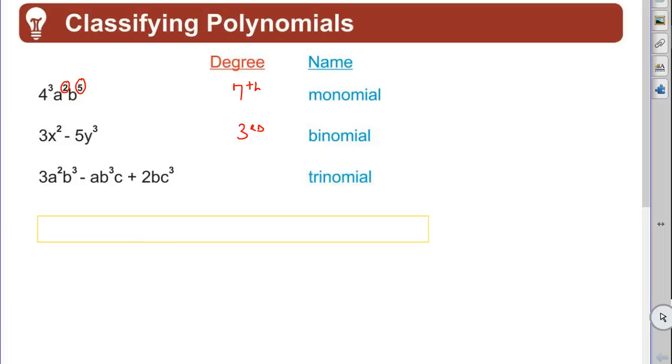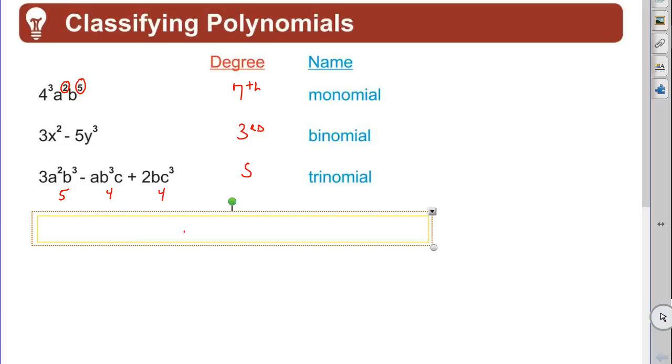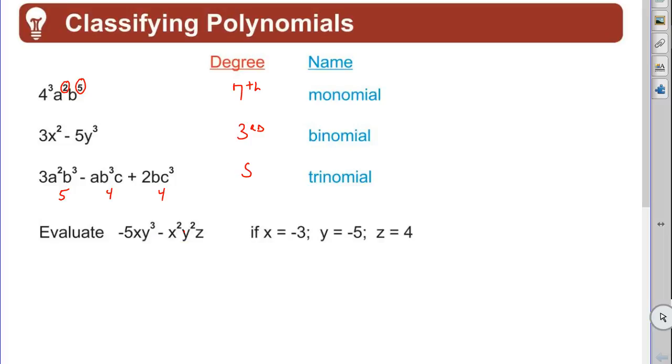And what is the degree? Well, if you look at each term, this first term is 5th degree, second is 4th, third is 4th. That means the polynomial is a 5th degree polynomial. All right? Degree and name. Anything greater than 3, we just call a polynomial, right? So if it has 4 terms, polynomial, 5 terms, polynomial, 8 terms, polynomial, etc.